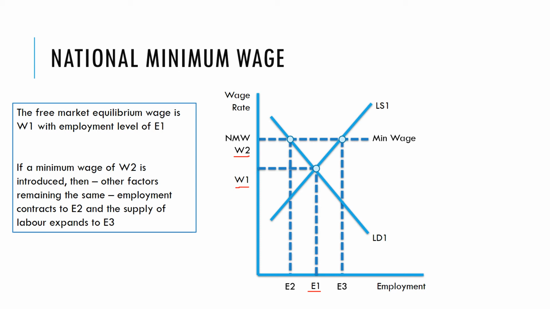What does this do in our market? Well, actually, this creates a situation where the demand for labour is actually E2, whereas the supply of labour now at the higher minimum wage is actually E3. So many economists would argue that introducing a national minimum wage and not allowing the labour market to function freely just creates a labour surplus or unemployment.